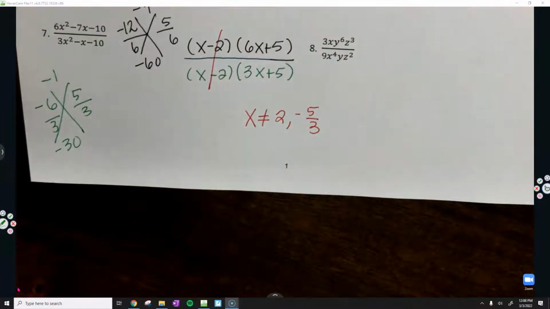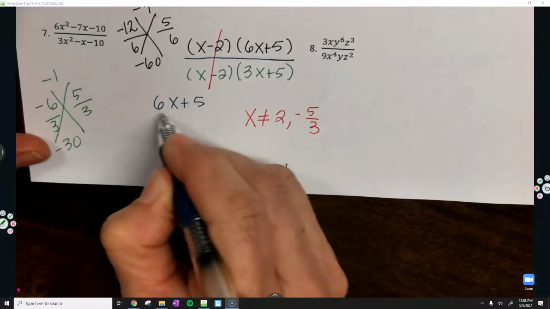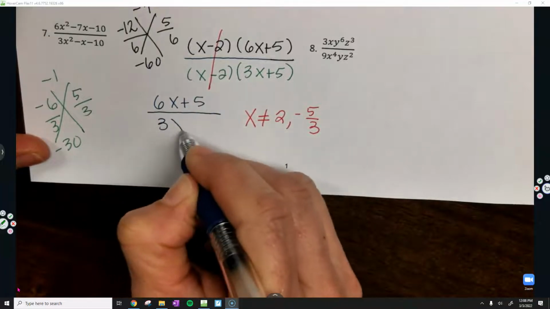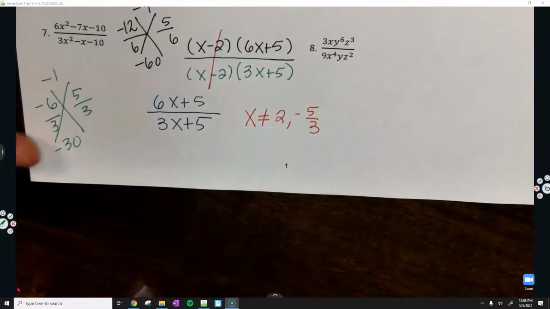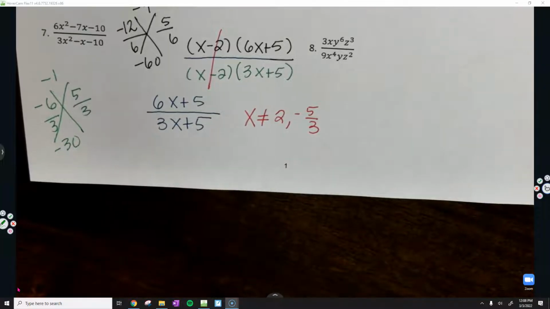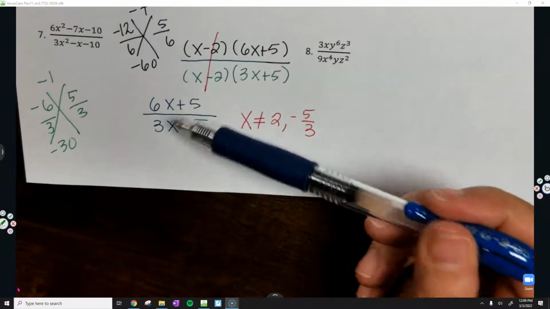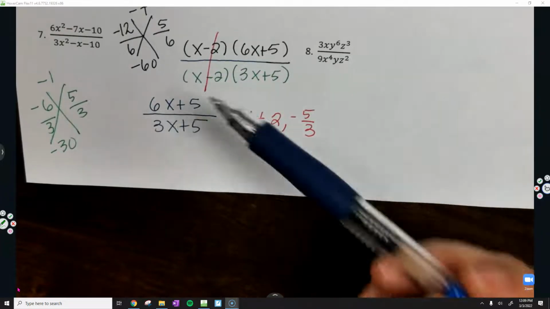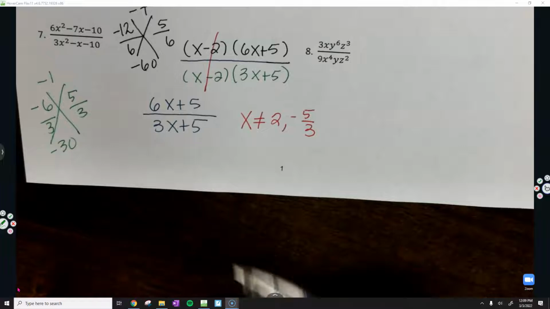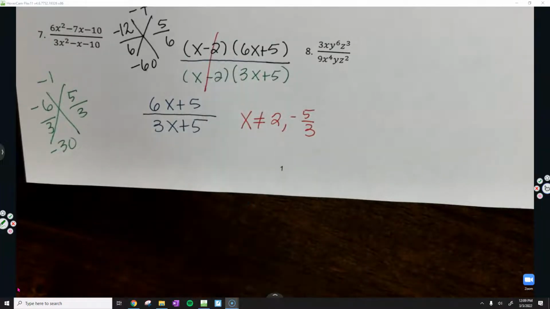So the simplified fraction for this is 6x plus 5 over 3x plus 5. And guys, please remember, if there is a plus or a minus next to anything, you cannot cancel it out. These 5's cannot cancel out because it's next to a plus sign. The 6x and 3x does not simplify because it's next to a plus sign. Only when things are in parentheses and there's no plus or minus between them, that's when you can cancel out.